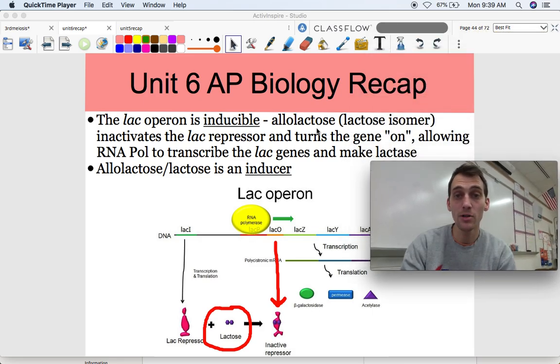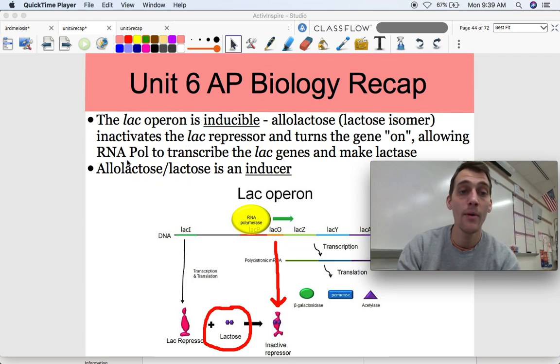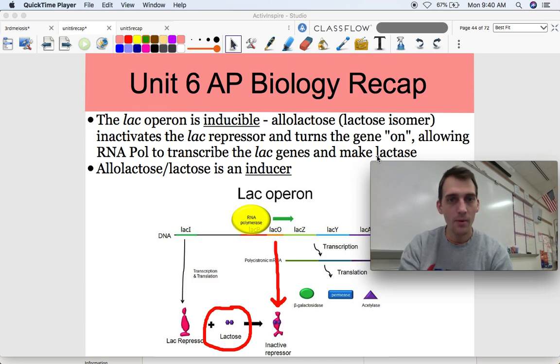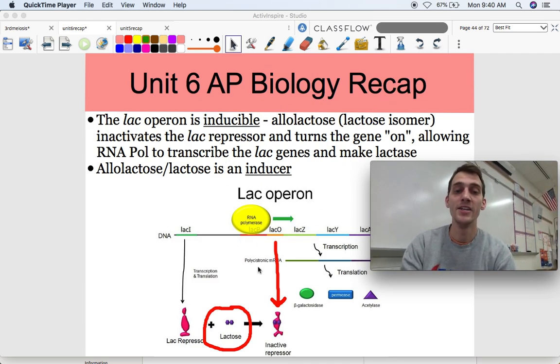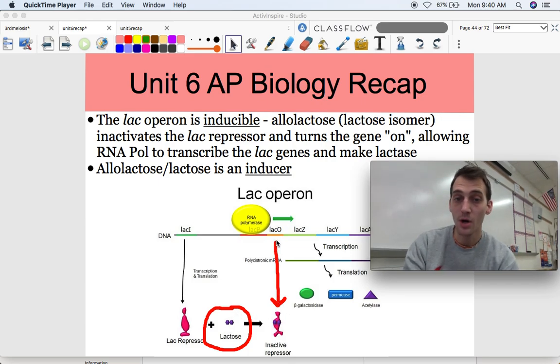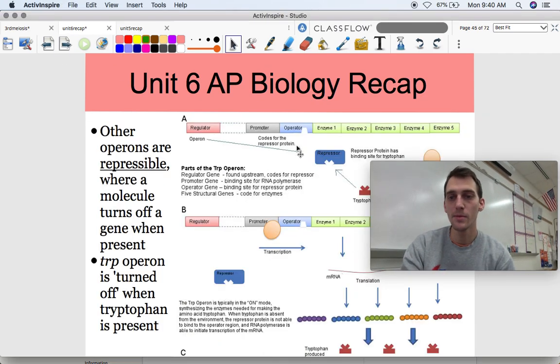And here it is again. Allolactose, which is a lactose isomer, or just lactose itself, inactivates the LAC repressor and turns the gene on, allowing RNA polymerase to transcribe the lac genes and make lactase to break down more lactose, right? And the name of this is an inducer. Lactose removes the repressor from the operator. And again, if you need to, check out what those terms are, go back a little bit. But lactose turns off the repressor, gets the repressor off of the operator so that we can make more lactase. And that's what's called an inducible operon.